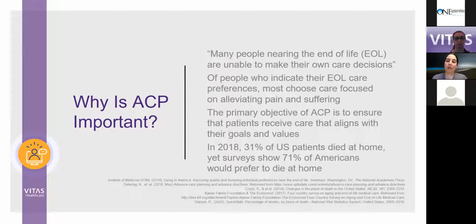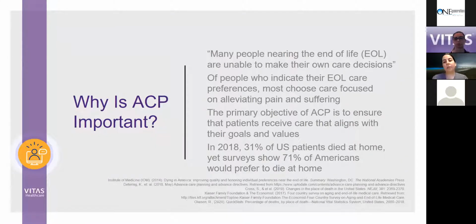Of people who indicate their end-of-life care preferences, most of them choose care focused on alleviating pain and suffering. So when they have a terminal diagnosis, an incurable condition, most of the time people will say at that point, they want to focus on comfort and palliative management when they're being asked. But again, if that conversation never happened, the loved ones and family members can often have that uncertainty of, is this really what mom would have wanted?